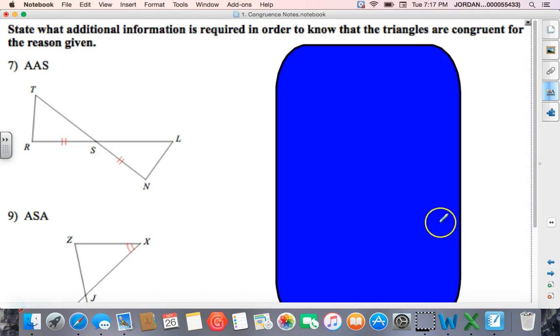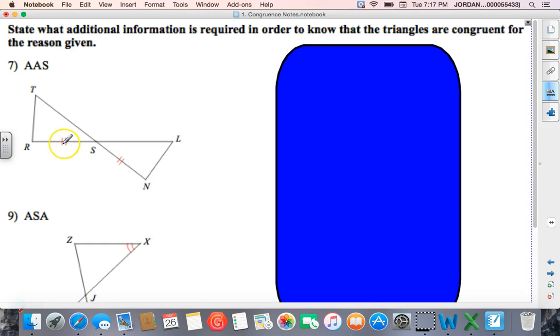All right, last slide real quick. So right here we want to figure out what additional information we would need in order to know that these 2 triangles are congruent for the reason that's given. So right here we need to figure out what else we need to know to be able to say this is congruent by angle, angle, side.